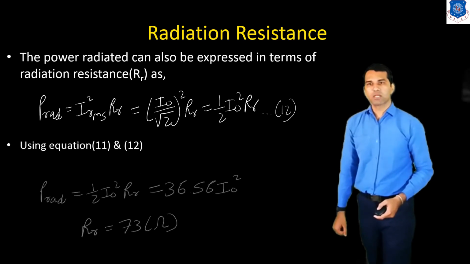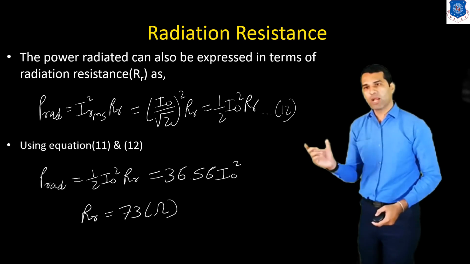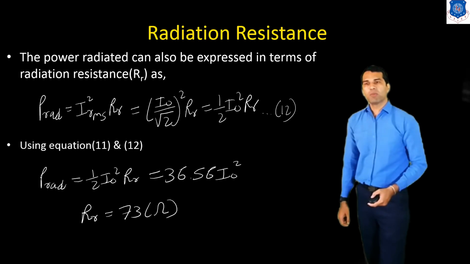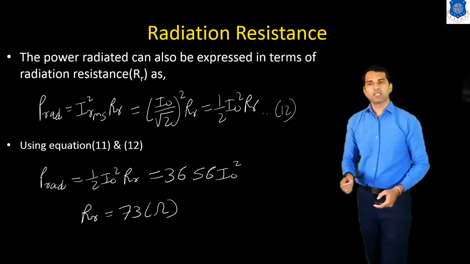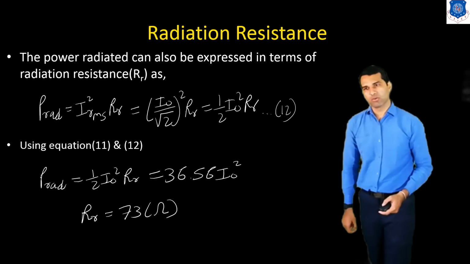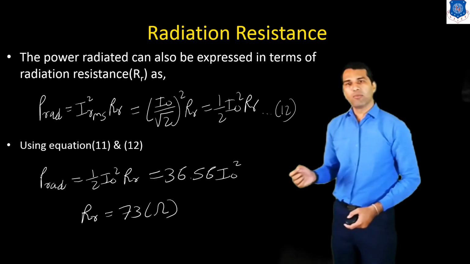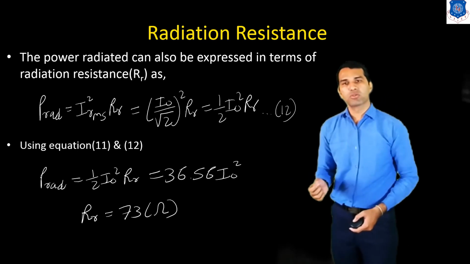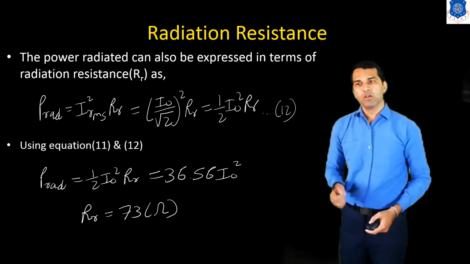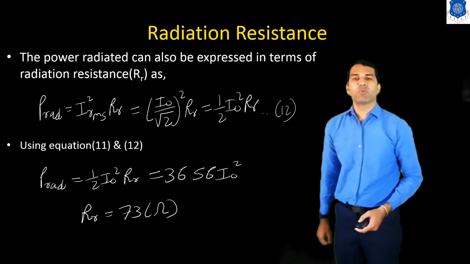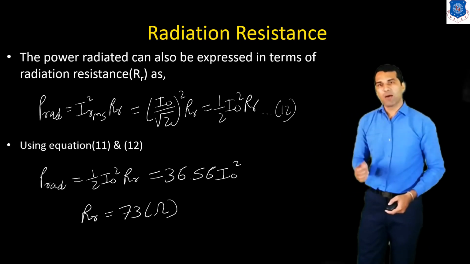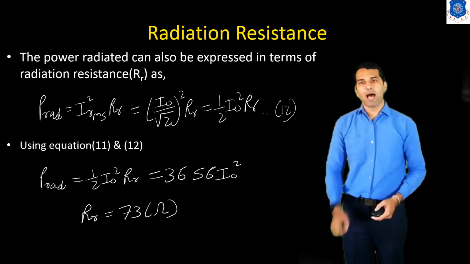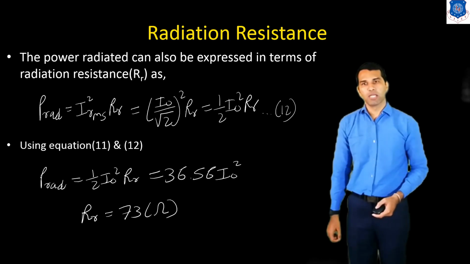Using equations number 11 and 12, we now compare both equations. So 1 by 2 I0 square RR is equal to 36.56 I0 square. So we get the value of the radiation resistance as 73 ohm. This is the radiation resistance value for the half wave dipole antenna. The RR is equal to 73 ohm.